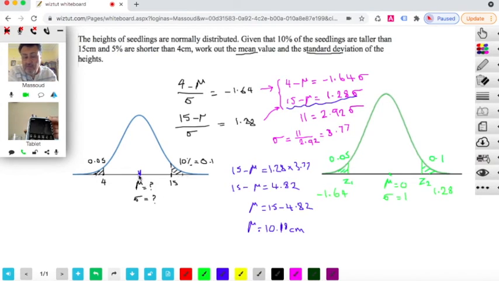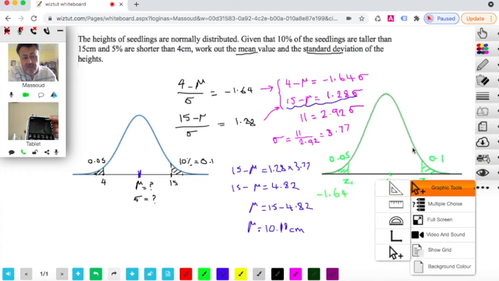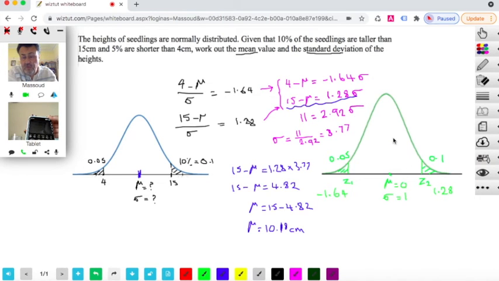That's the mean value. So that shows how to use the Z distribution to be able to work out a normal distribution for which you don't have all the parameters.